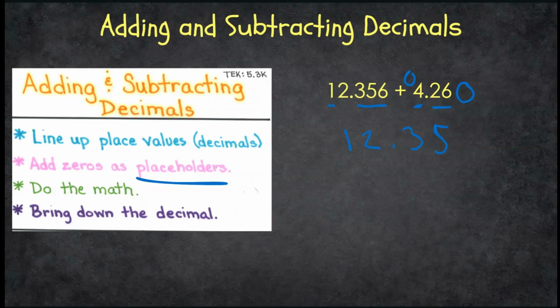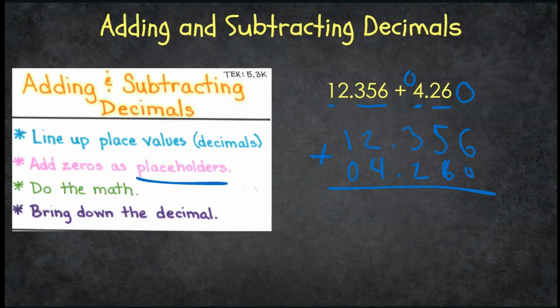So 12.356, plus 04.260. So notice how I'm lining everything up. And then all we're going to do is add just like normal.